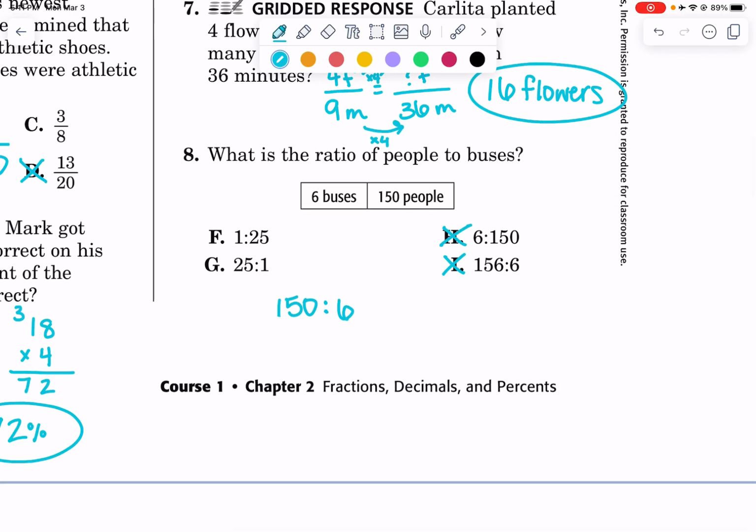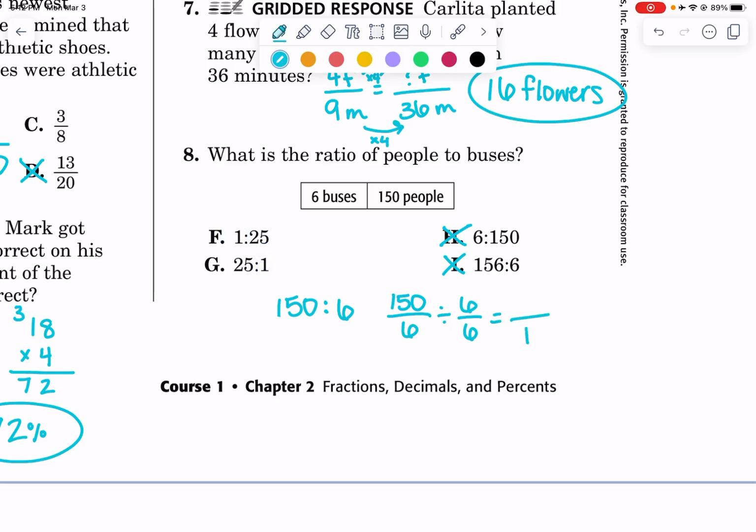I'm going to write it as a fraction because it looks like it wants us to simplify. I see some different numbers in there. The first number goes on top. The second number goes on bottom. 150 to 6. Now let's divide the top and bottom. So I'm assuming I'm going to need to divide by 6 because both of these have a 1 in them. So I need that 6 to become 1.